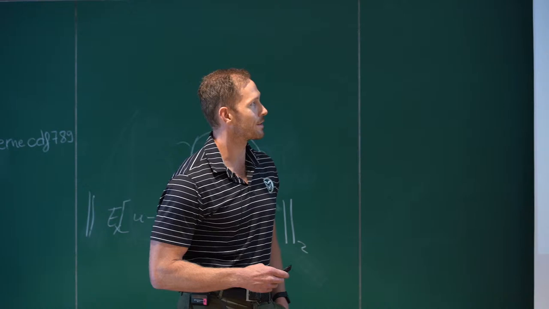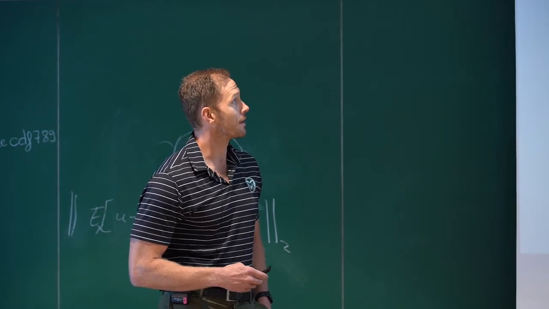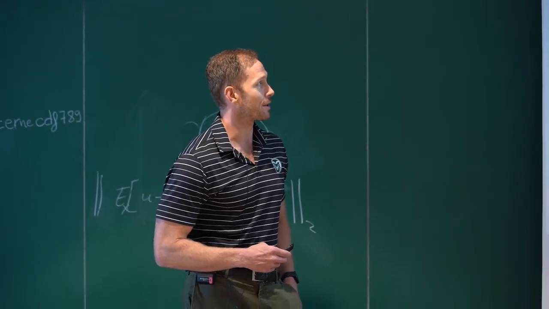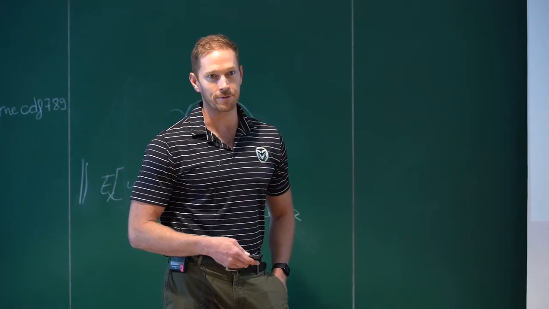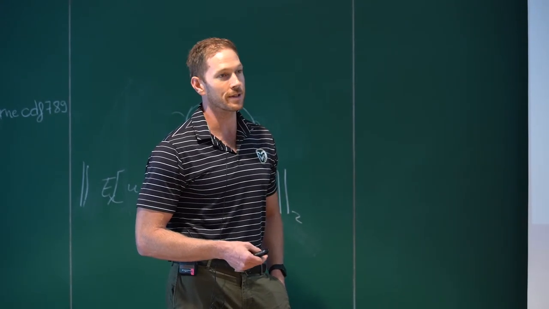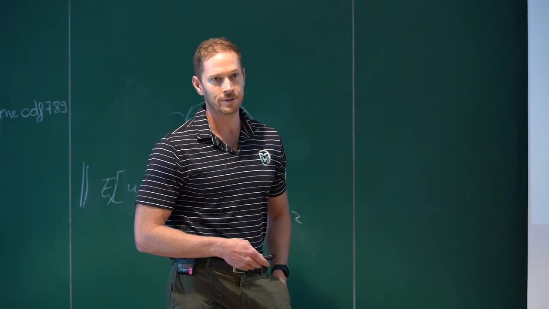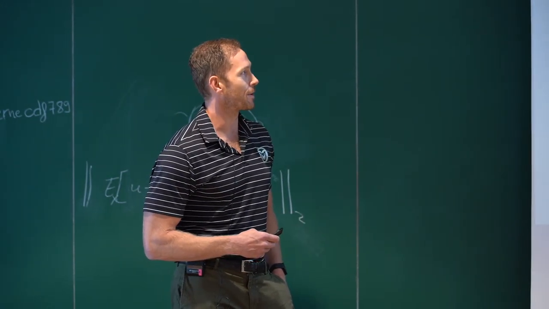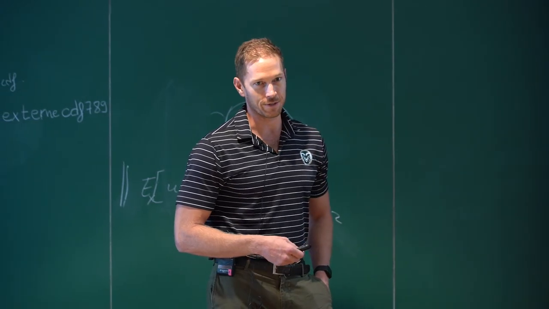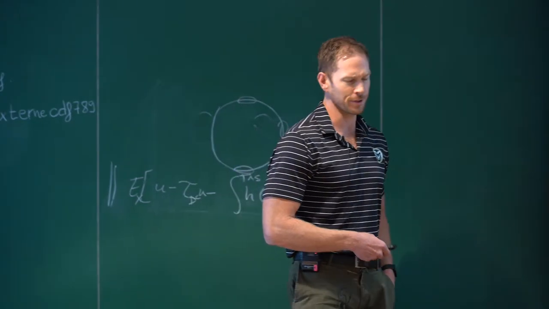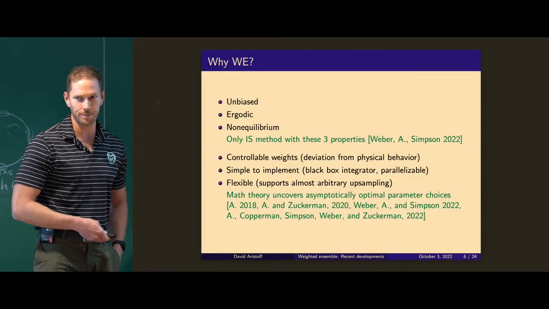There are three reasons here that are kind of unique. It's an unbiased method. What I mean here is that I have a finite ensemble of walkers. I'm not changing the dynamics, and it's basically just free sampling these walkers. There's no finite particle bias. There's no bias from changing dynamics. Okay, there can be some bias from failing to reach equilibrium, but we'll talk about that.